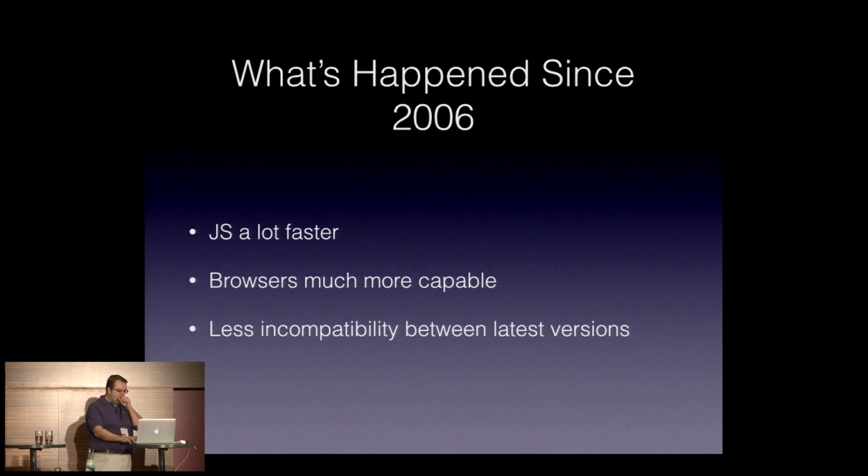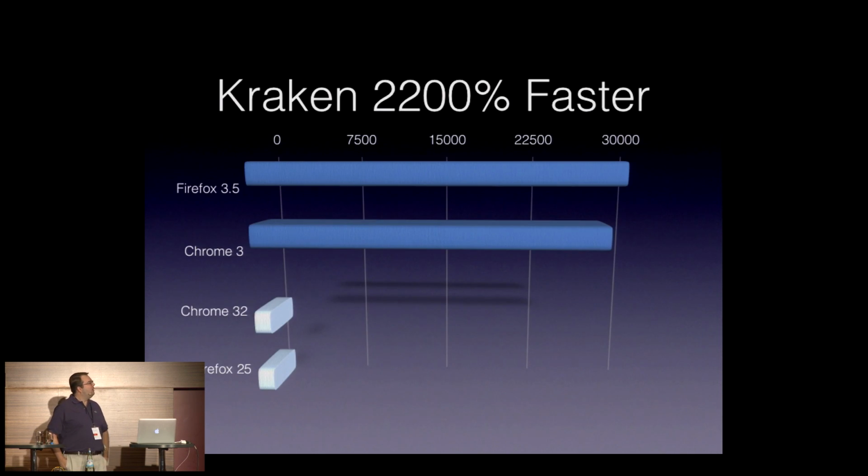So talk a little bit about that. How has speed changed, for example? Well, the Kraken benchmark run on Firefox 3.5 versus Chrome 3 compared to Chrome 32 and Firefox 25 is 2,200% faster on the latest browsers. That's an incredible jump in only 7 years. And so you can imagine that allows you to do a lot more amazing stuff on the client. Google spreadsheets being an example, but people are doing 3D shooter games for the browser now. So JavaScript's got a lot faster, first of all.